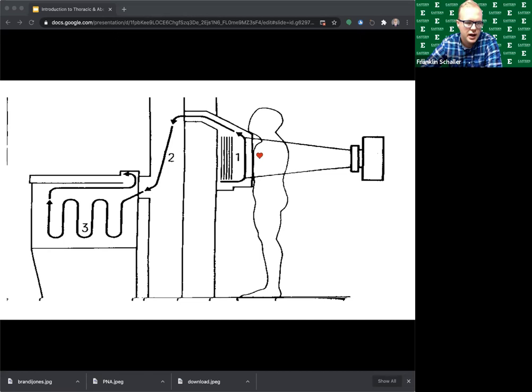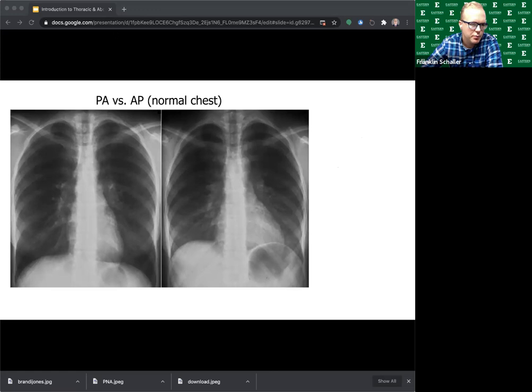There are some differences between PA and AP chest X-rays. So typically a standard chest X-ray is going to be a PA and lateral view. You'll see here, this image on the right, that is an AP chest X-ray. So not your standard chest X-ray. It looks like the heart is coming out larger. It's also looking like the lungs are a little bit underinflated. So just some things to keep in mind.